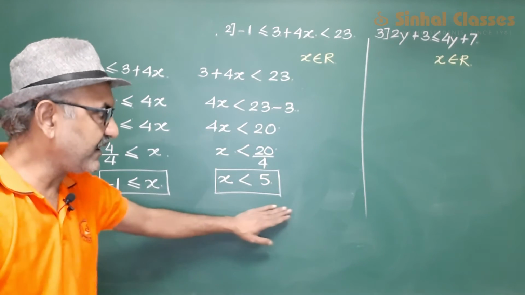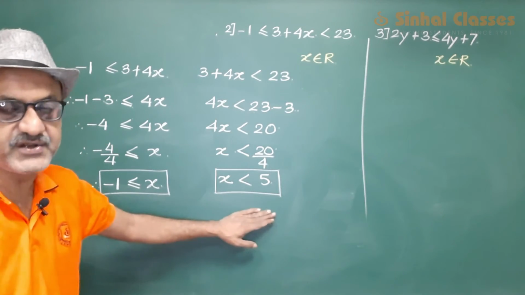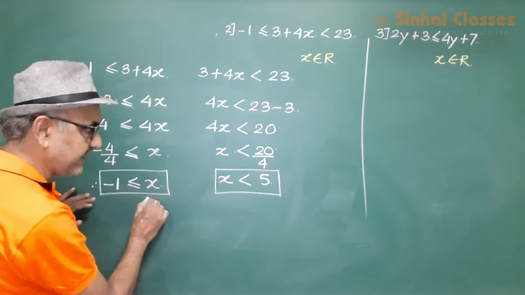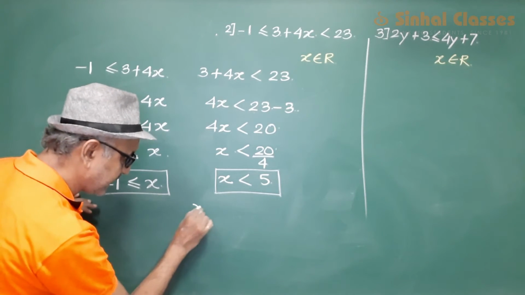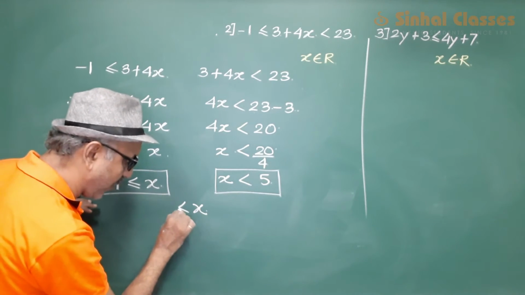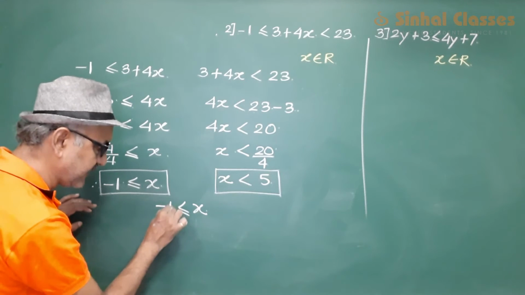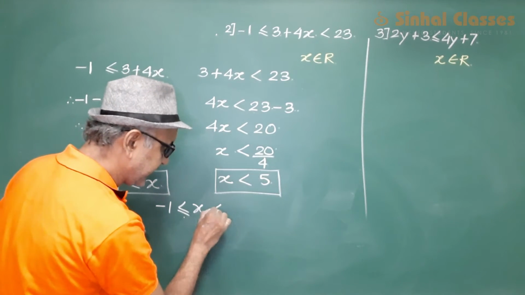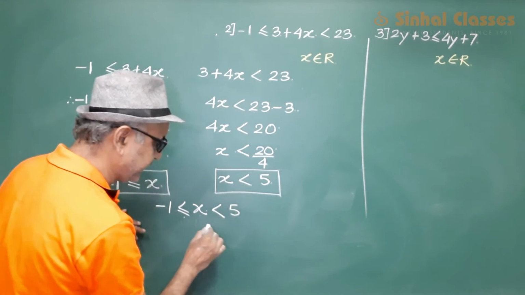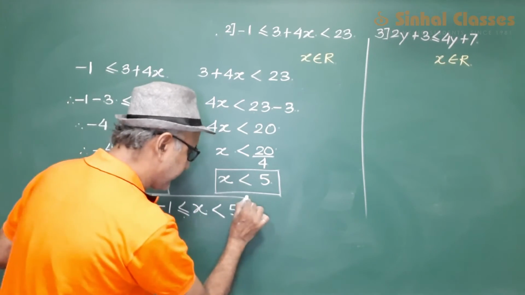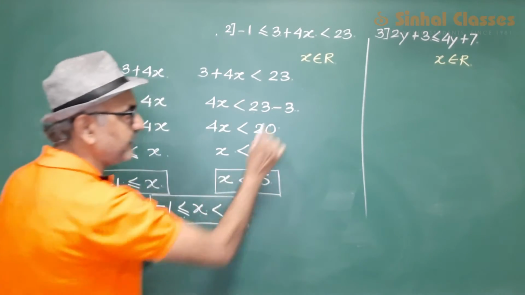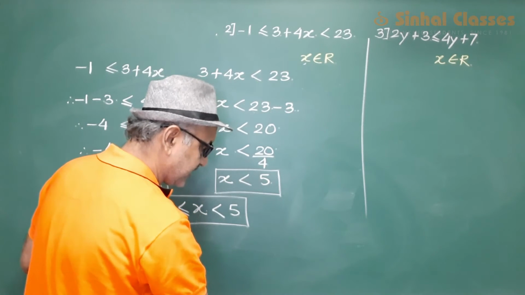So guys, this is our range. This is our range now. The range states that x is greater than or equal to minus 1, x is lesser than 5. This is the range. At the same time, x belongs to real numbers.